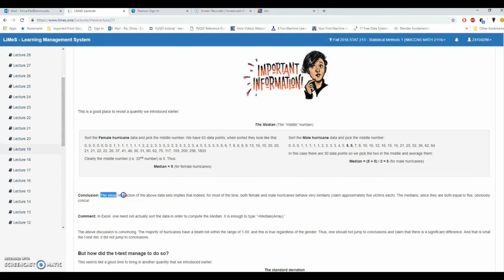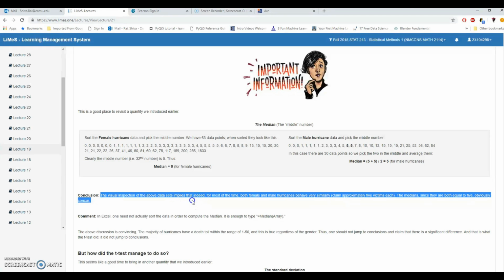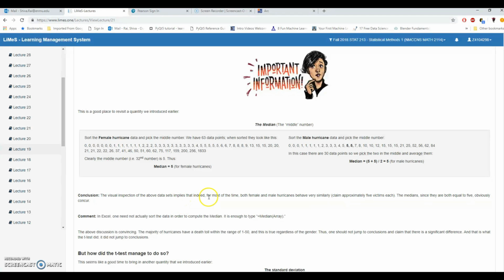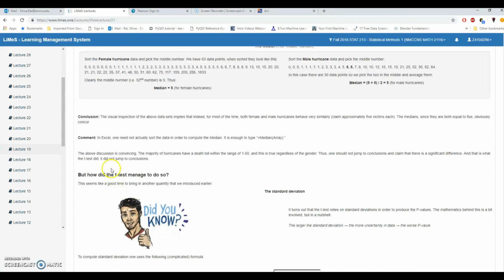Now the conclusion: the visual inspection of output data implies that indeed, for most of the time, both female and male named hurricanes behave very similarly. Claim: approximately 5 victims for each hurricane. Since the medians are both equal to 5, obviously they concur. Comment: in Excel one need not actually sort the data to compute the median. It's enough to type MEDIAN(array). The above discussion is convincing.